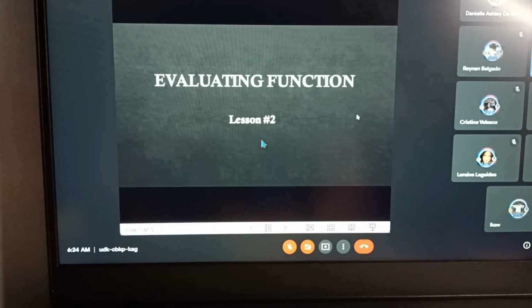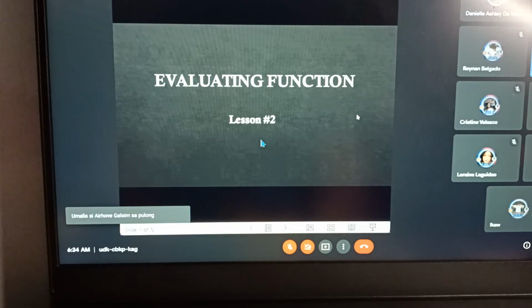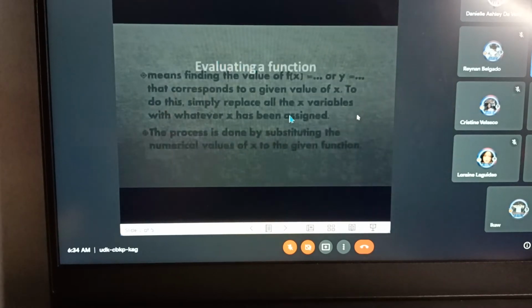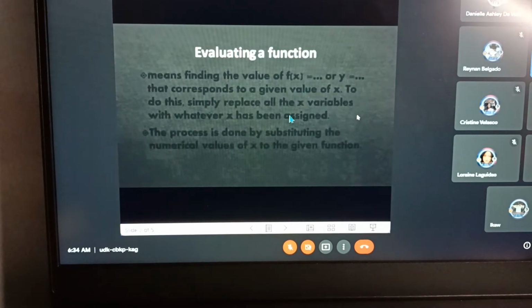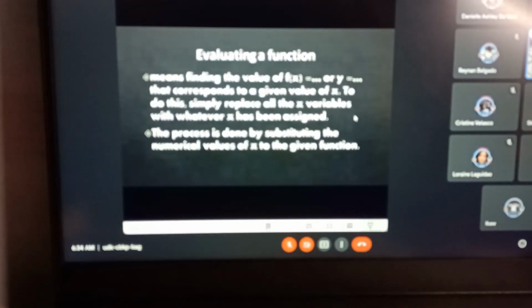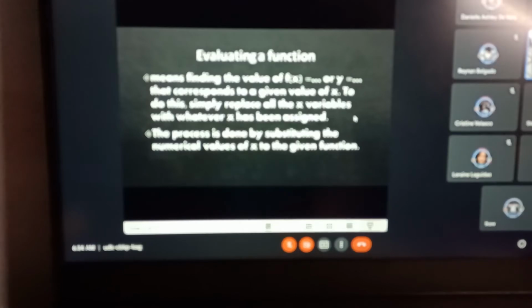Evaluating a function. Okay? So, lesson number 2 is all about evaluating a function. Wherein, evaluating a function, pakibasa naman those two definition ng evaluating a function, Mora, Alexa, Joanna.